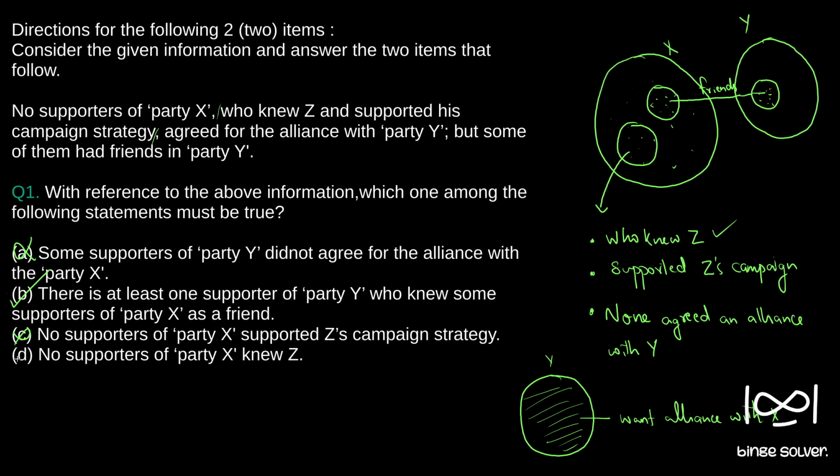The fourth option is no supporters of party X knew Z. Again, that is a wrong statement. As you can see, there are some people who knew Z and supported Z's campaign as per the question. So that is also wrong. So the solution to question 1 is option B: there is at least one supporter of party Y who knew some supporters of party X as a friend.